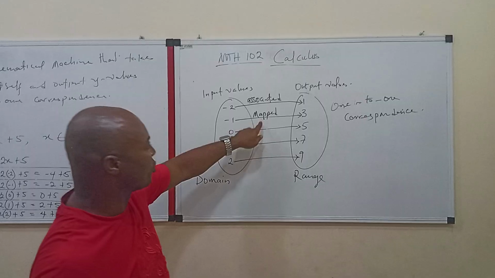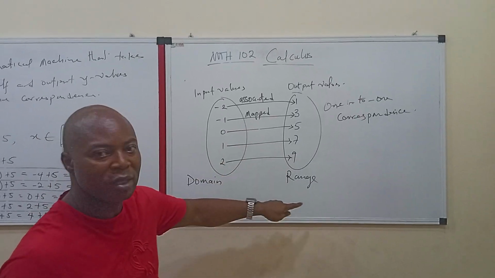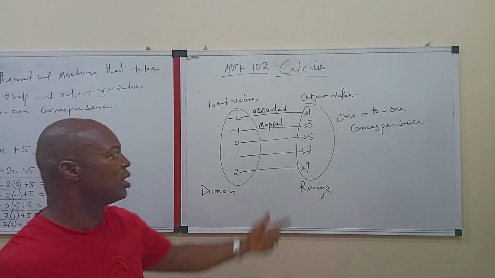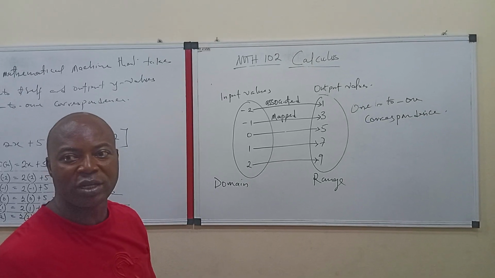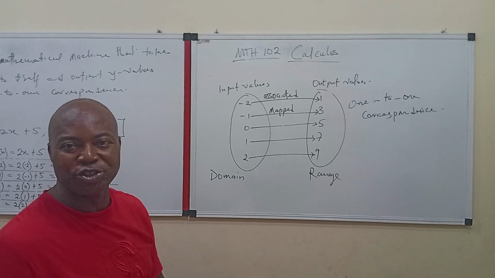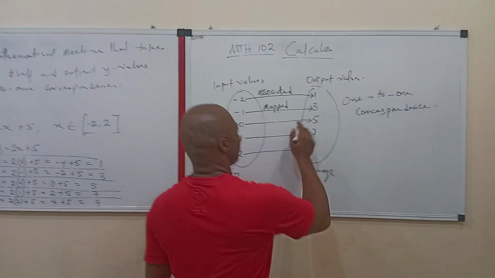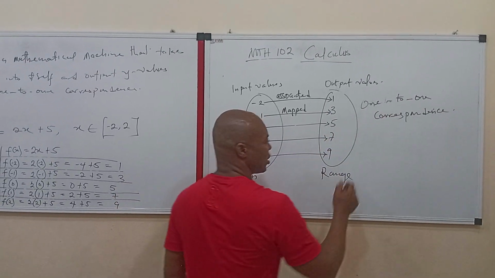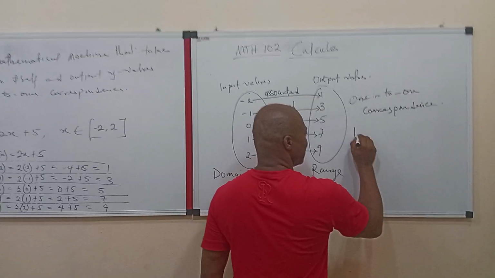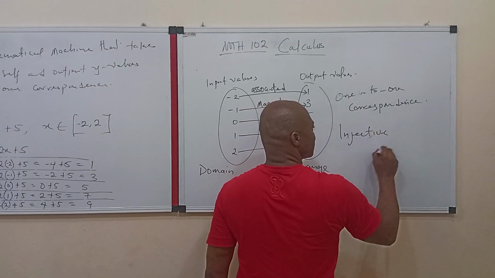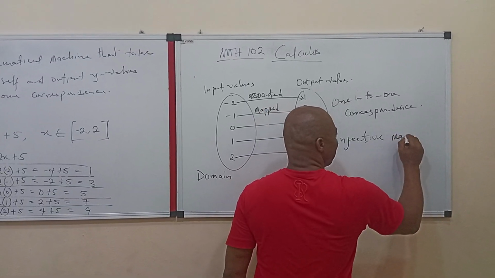Now, when a function, a relation, is in this form, instead of saying one-to-one correspondence, we can also say the relation is an injective relation, an injective mapping. Provided it is one-to-one, either we say one-to-one correspondence or we say the relation is an injective mapping.